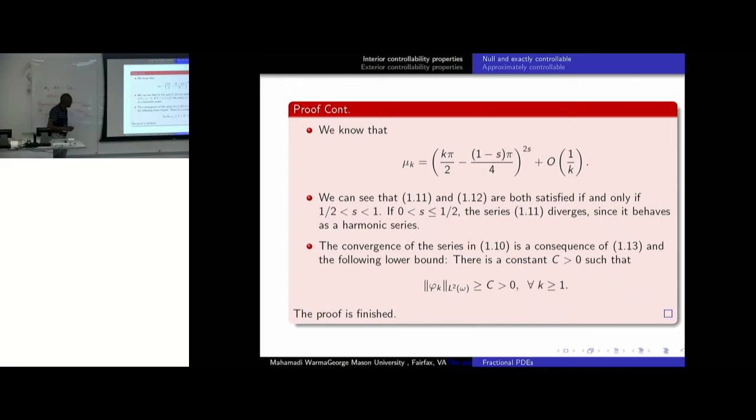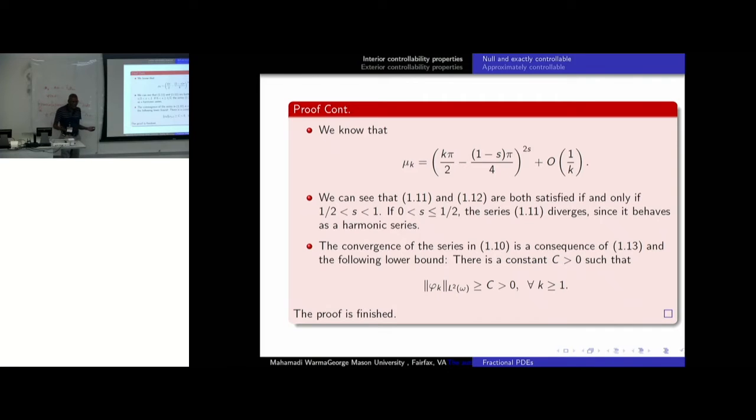Okay? And to obtain the other condition, we have to prove a lower bound: the L2 norm on the observation domain omega of the eigenfunction is bounded below by a constant C that is independent of k. If you know that, then you have the Müntz condition and the Fattorini-Russell condition, and you can conclude that your system is null controllable. If you do not know how to prove the observability inequality, you use those two conditions.